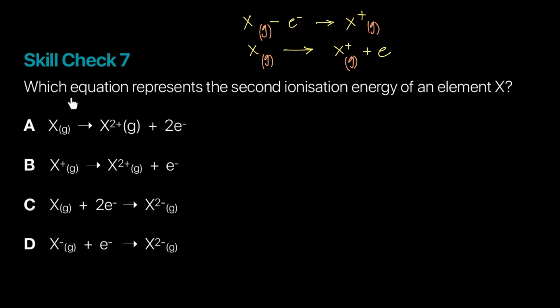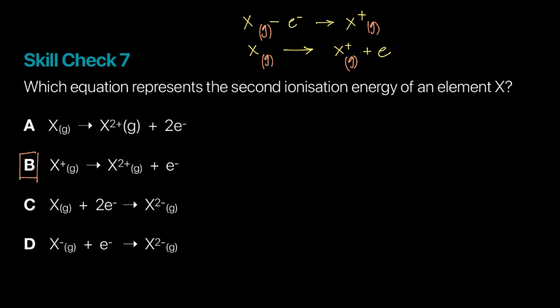Now let's find the second IE. So the second IE would be when what? When 1 plus becomes 2 plus. That's option B. So when 0 becomes 1 plus is first IE. When 1 plus becomes 2 plus is second IE.